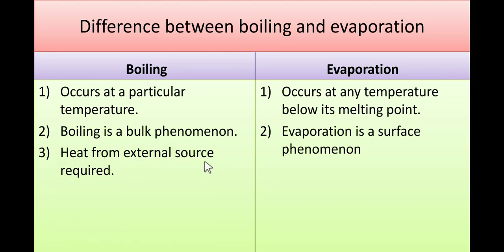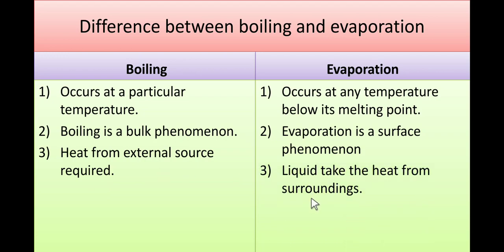Heat from an external source is required to boil a liquid; we have to supply heat from an external source. In evaporation, the liquid takes heat from the surroundings. We need not supply heat. It is not necessary to supply heat. The liquid itself takes the heat from the surroundings for the evaporation process.